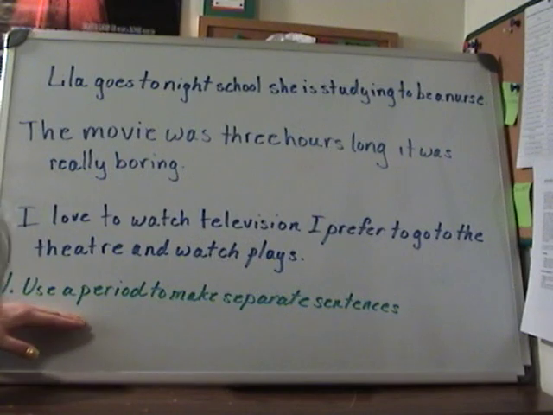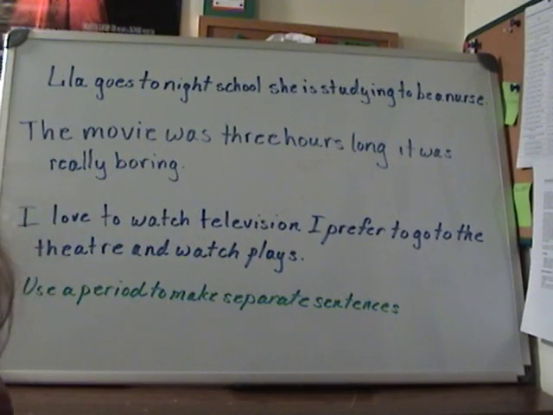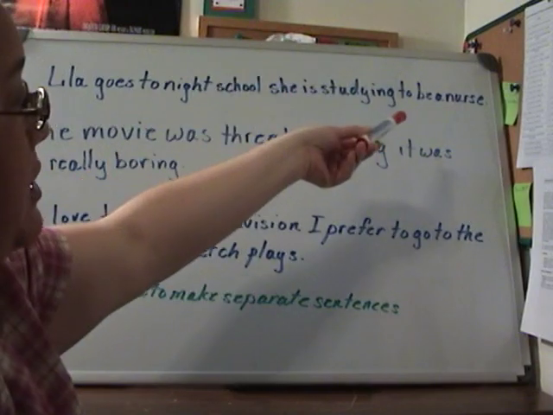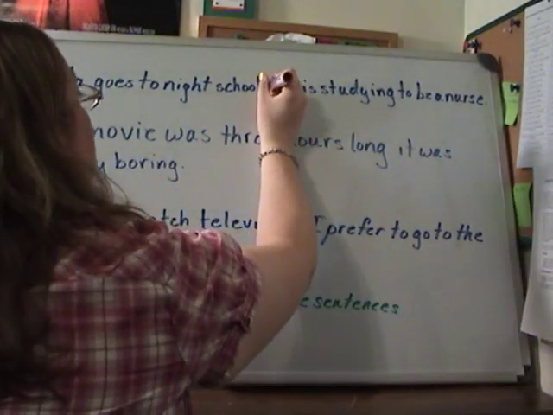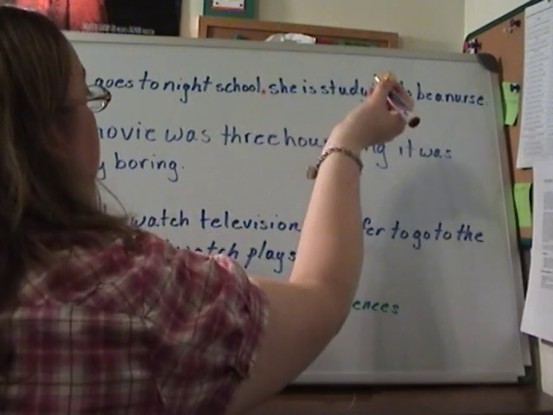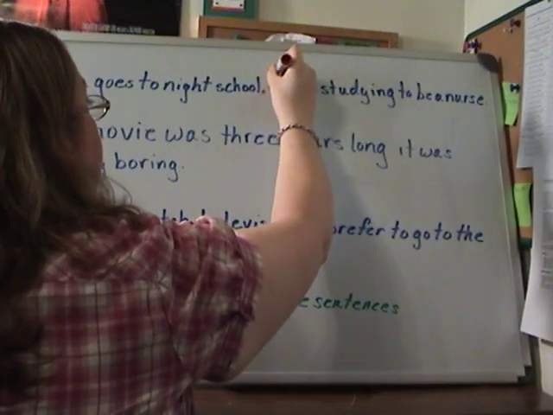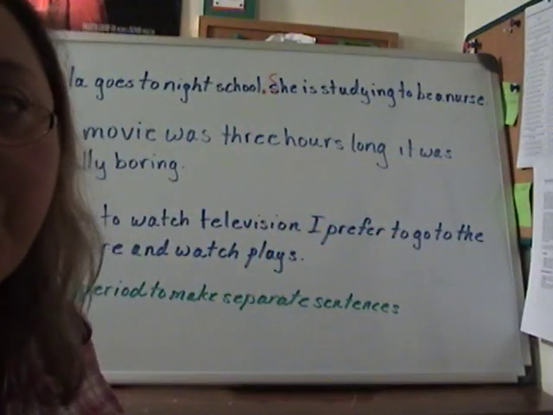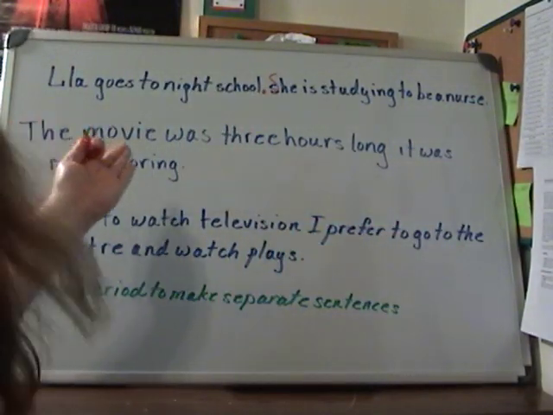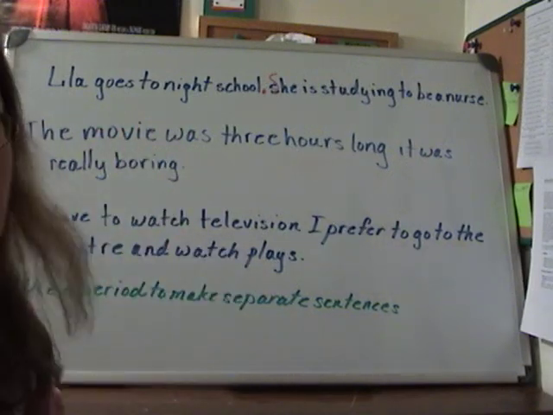The first method is to use a period to separate into complete sentences. So my first one, Lila goes to night school. She is studying to be a nurse. Well, that's simple enough. I can simply put a period after school, capitalize my S in she, and I have my period at the end, and I have 2 complete sentences. Lila goes to night school. She is studying to be a nurse.